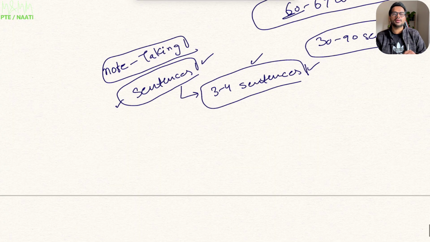Now, which sentences do we pick out from the audio? Any sentence is absolutely fine. It doesn't matter what sentence you pick from the audio. You can pick the first sentence, you can pick the last one, you can pick the middle one. Any sentence is absolutely fine as long as it was part of the audio.